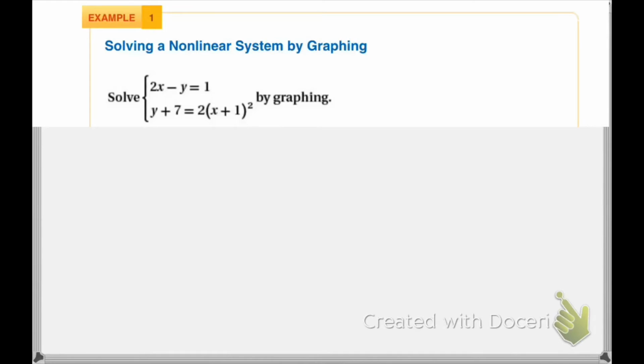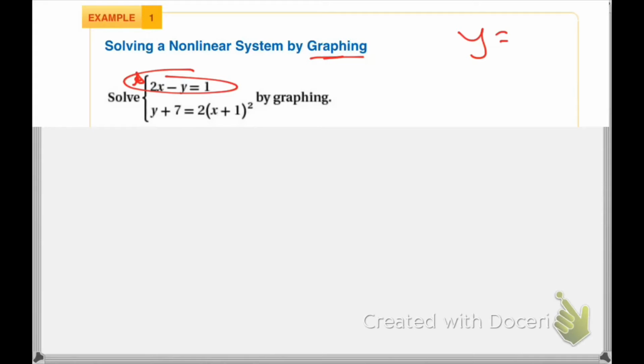So our first example, solve the nonlinear system by graphing, and here is the 2 equations we have. Now to enter this into my calculator, I have to get it into y equals whatever. Now I have these 2 equations here, so I'm going to have y1, y2 in my calculator. But before I can enter that to my calculator, I have to get into the y equals. So let's look at our top equation here.